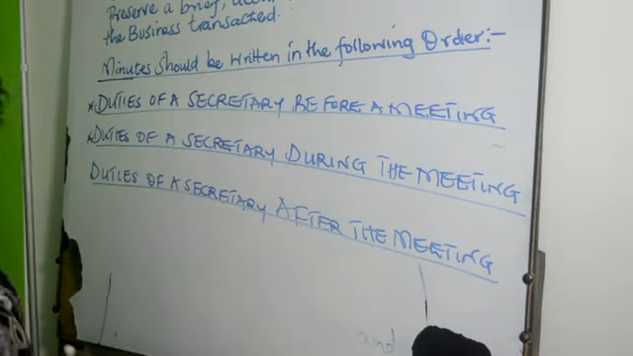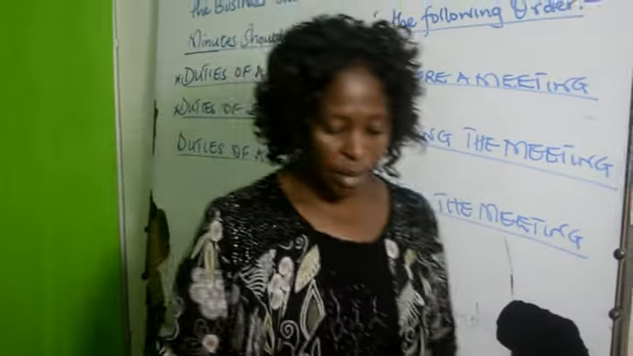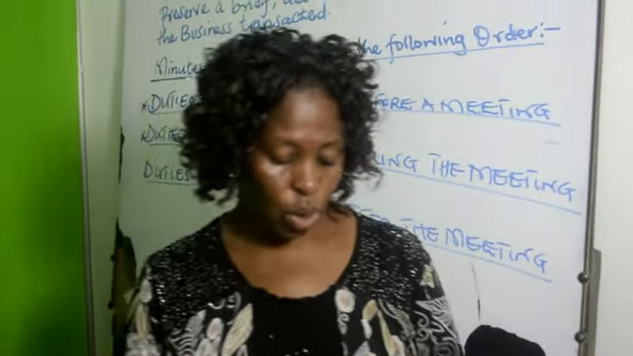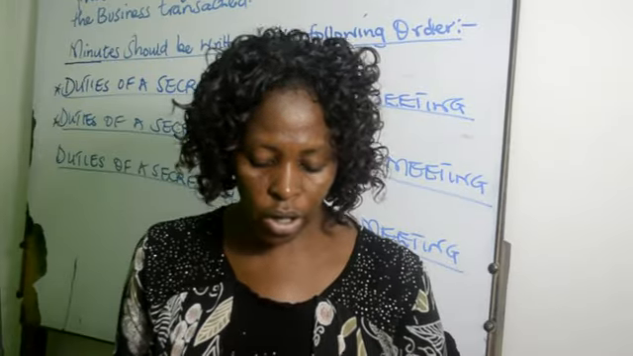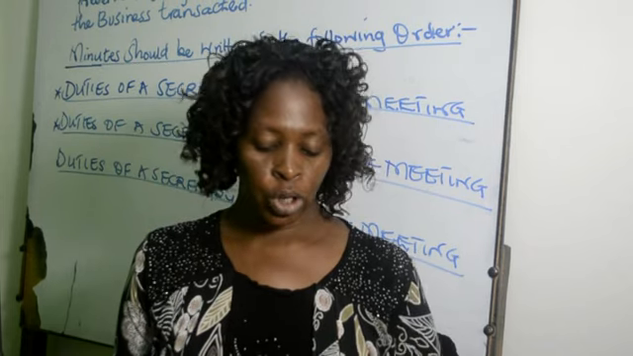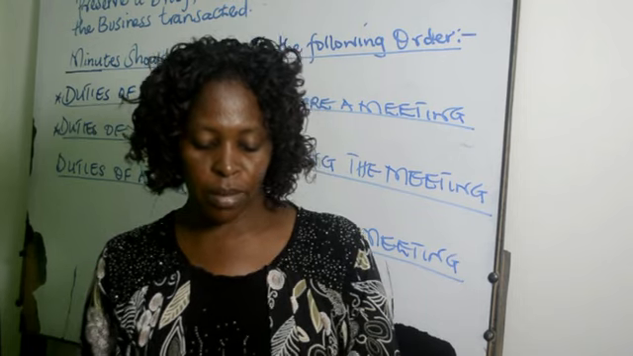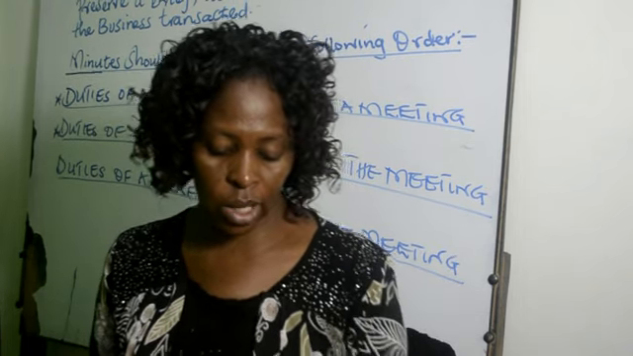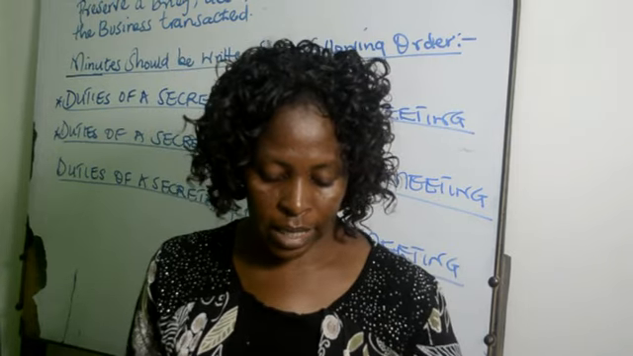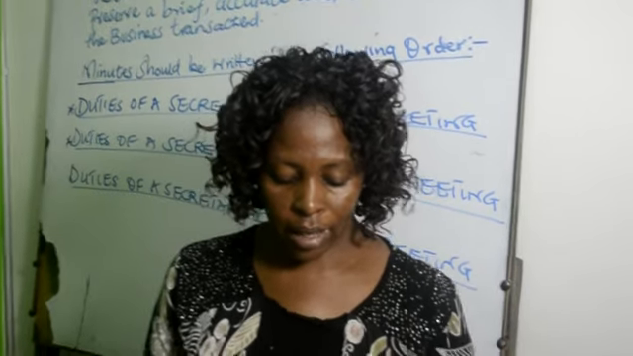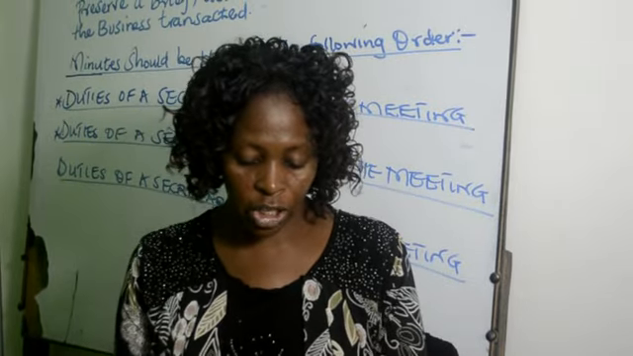Then we have the duties of the secretary after the meeting. After the meeting, what is she supposed to do? One of the things she's supposed to do is ensure that all documents are returned to the office, and prepare the draft minutes for approval by the chairperson. So before she prepares the final copy of the minutes, she is supposed to prepare a draft copy of the minutes for the approval of the chairperson.